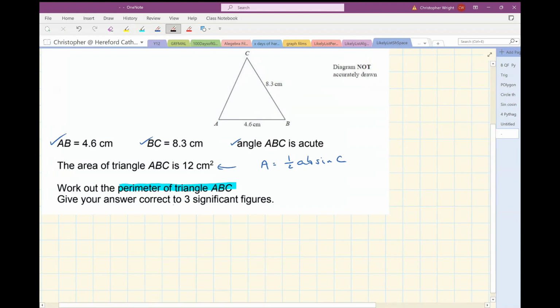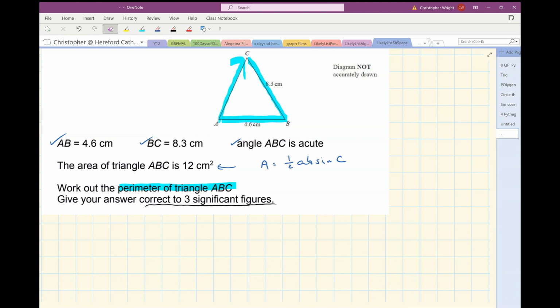Give your answer correct to 3 significant figures. So if we're working out the perimeter, we're going to want to know the length around the shape. 8.3 plus 4.6 plus that length AC. So really, this question is about finding that length AC. I'm going to call that length little b because it's the side opposite the angle capital B.